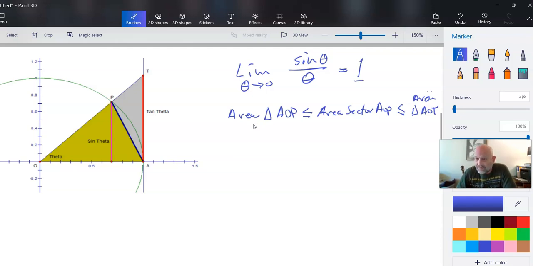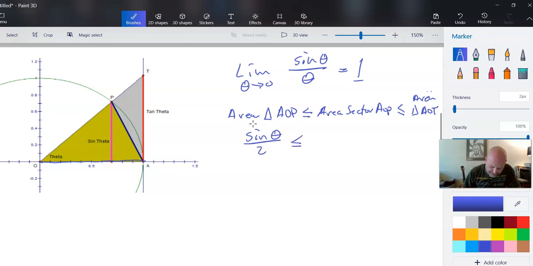Remember, the area of a triangle is 1/2 the base times the height. Well, the base of all of these triangles is going to be 1, right? Because it's a unit circle. That's the base of both triangles that we're looking for on the outside. So the height of this thing is sine theta, right? And that's just from the unit circle. So that means that the area is sine theta over 2. Okay, so we got a sine theta in here. That's good. We started there.